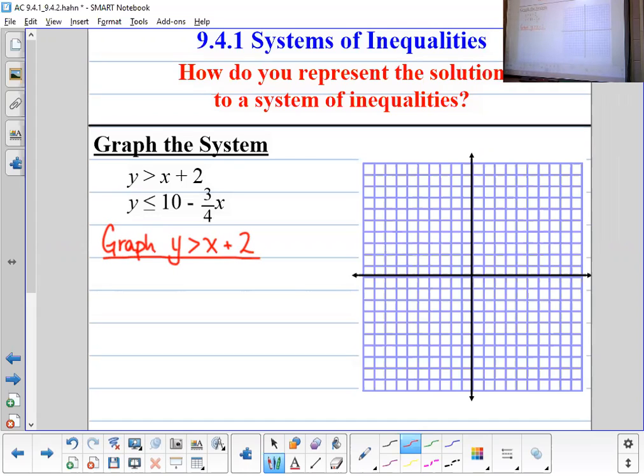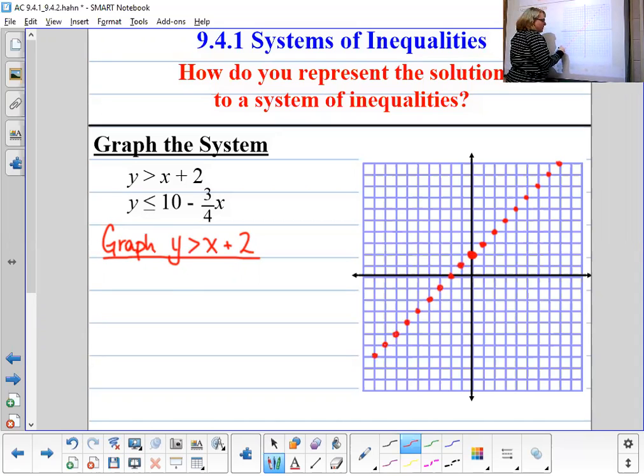My y-intercept is 2, so I'm going to put a point at positive 2. My slope is 1, because I just have x, so that means it's a 1x. So I'm going to go up 1 over 1. Draw in as many points as you need to. You can go to the left, down 1, 1 to the left.